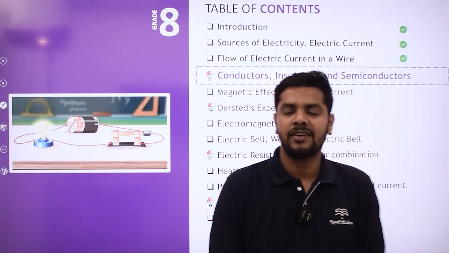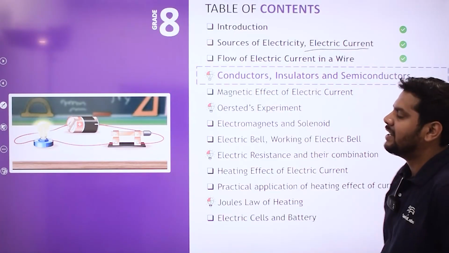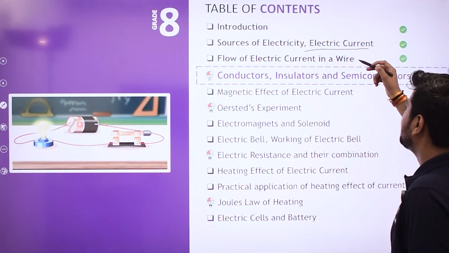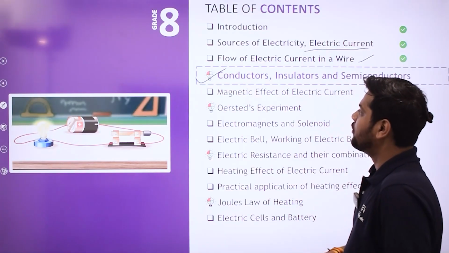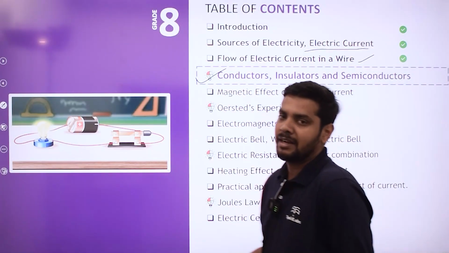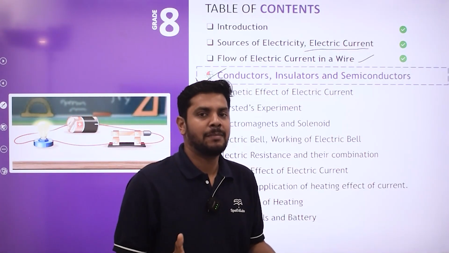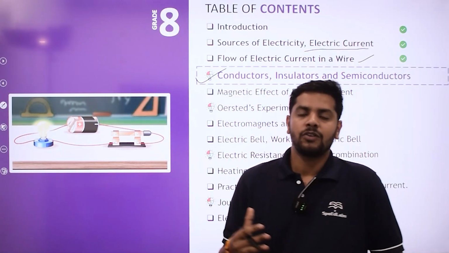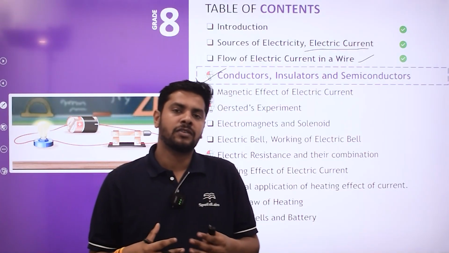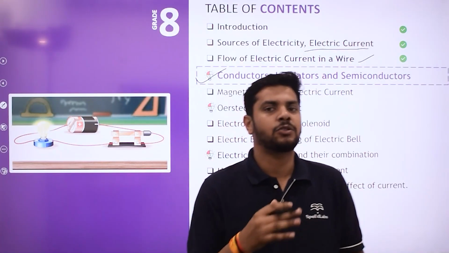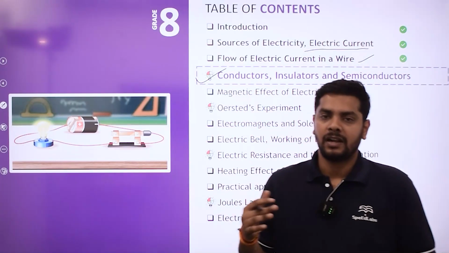In the last lecture we completed our first part: introduction, sources of electricity, electric current, and flow of electric current in a wire. Today we will talk about conductors, insulators and semiconductors. Students, these are simply types of materials. We have classified all materials on the basis of how they react when current passes through them, basically the capability they offer for the flow of current.